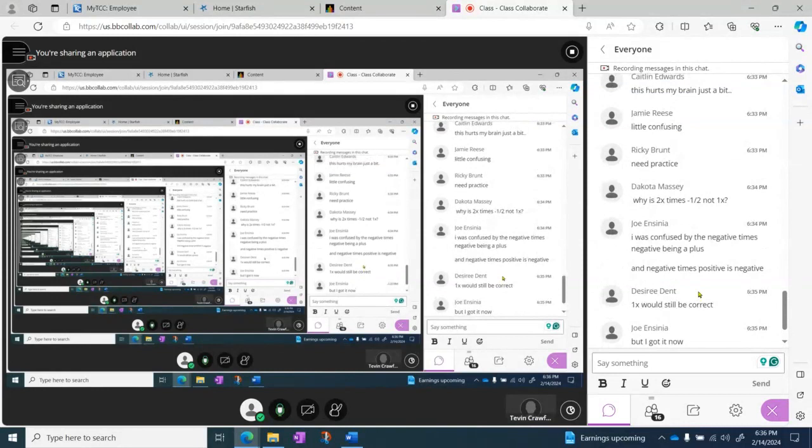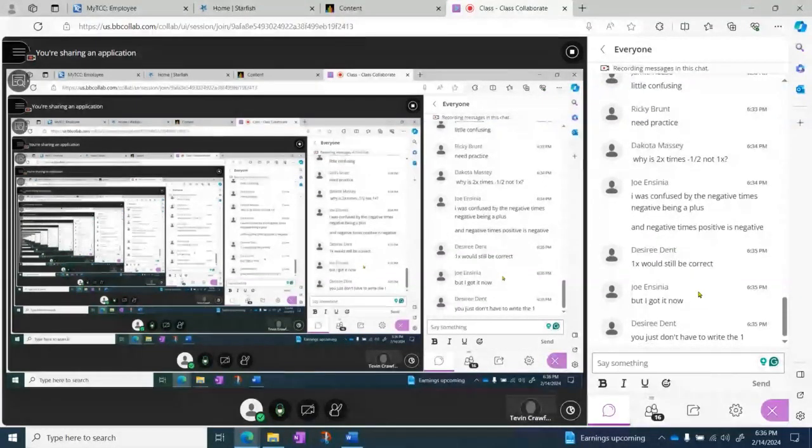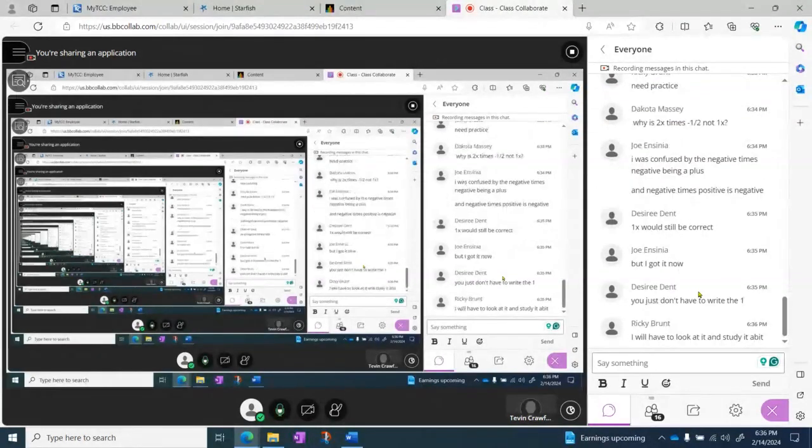If we would have simplified the 19 over 2 and just put 9.5, would that be incorrect or would that still be correct? It's correct. Decimal is a form.